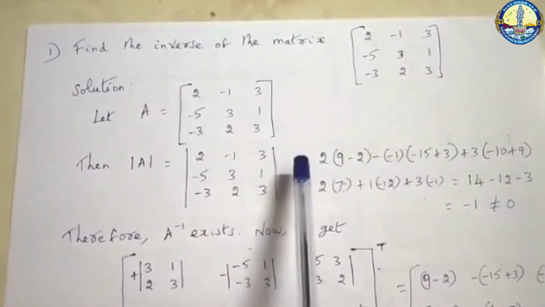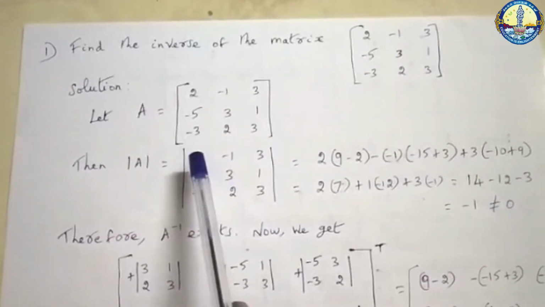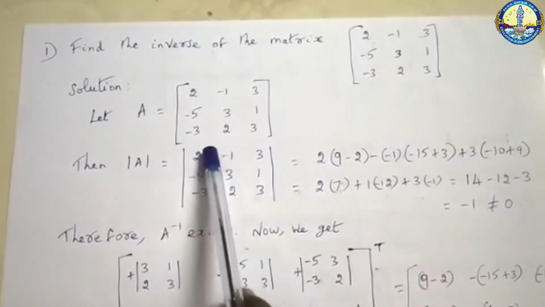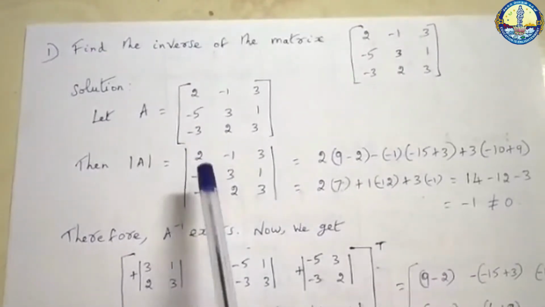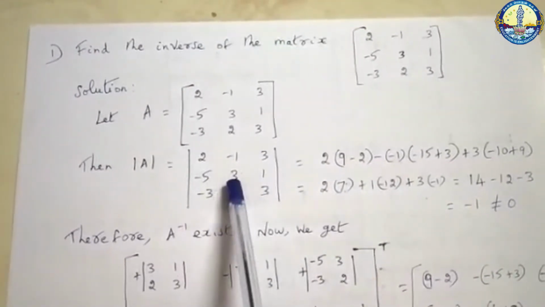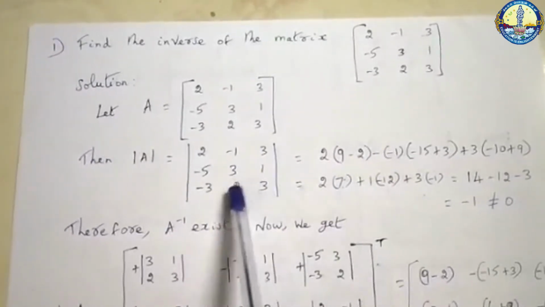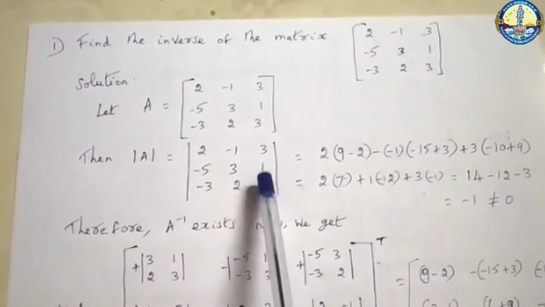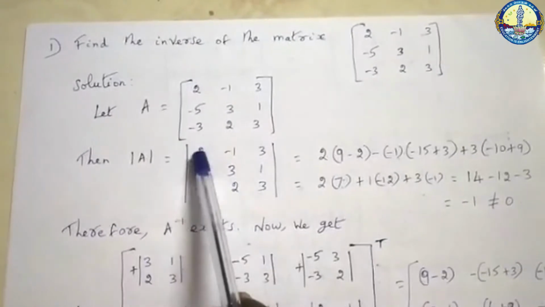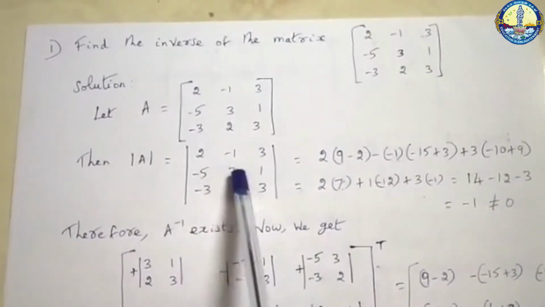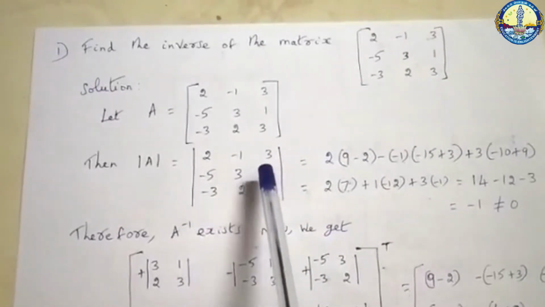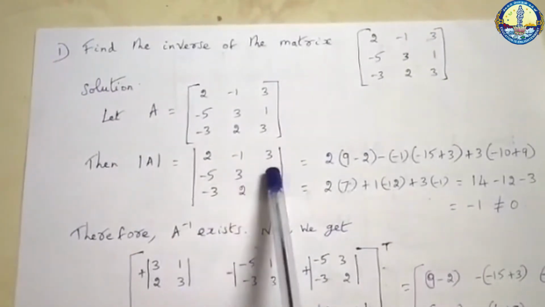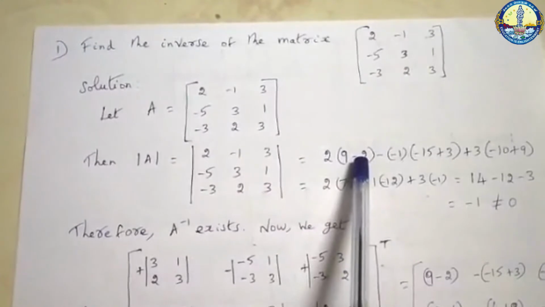Now we are going to expand the determinant. First, find the cofactors of the first row. First, the cofactor of 2: we leave the corresponding row and column, and the remaining four elements are 3, 1, 2, 3. So we cross multiply: 3 times 3 is 9, 2 times 1 is 2. So 2 into (3 threes are 9 minus 2 ones are 2). We have to put the opposite sign. Here plus 2 is coming, so we have to put minus 2.